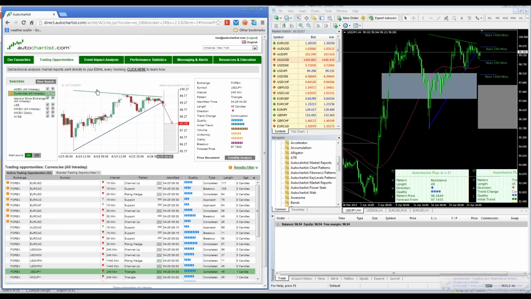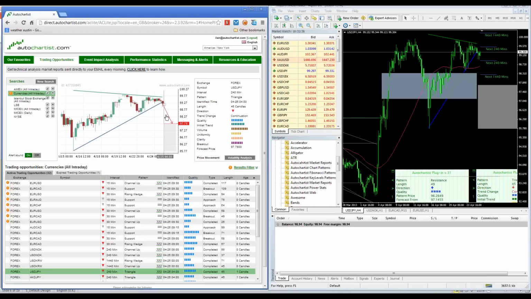So the Autochartist platform, here it is. We have some trading opportunities that the platform has identified. This is an example which I've just picked out from the current list of available opportunities on currencies on the forex market. It's an opportunity on US dollar, Japanese yen. It was identified on 4-hourly candles, so each of these candles is a 4-hourly candle, and there's been a breakthrough through the support level.